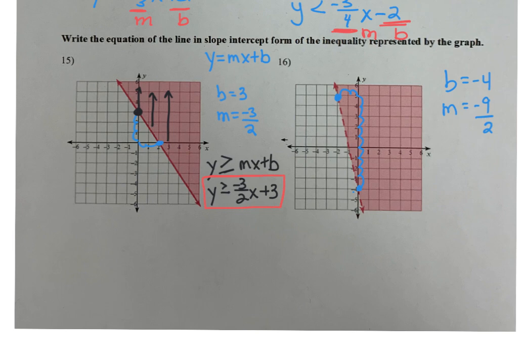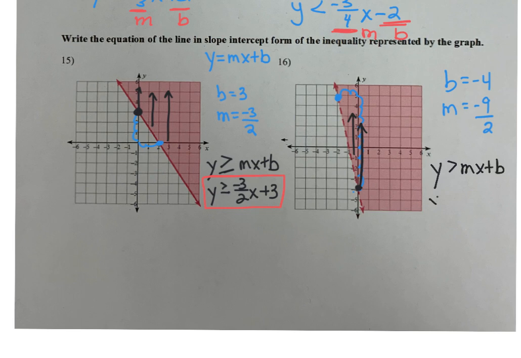It is a dashed line. Okay, let's go back to putting my pencil on the y-intercept. My y is greater than that. So I know it's y is greater than, and since it's a dashed line, it's not equal to, so it's just going to be greater than mx plus b.